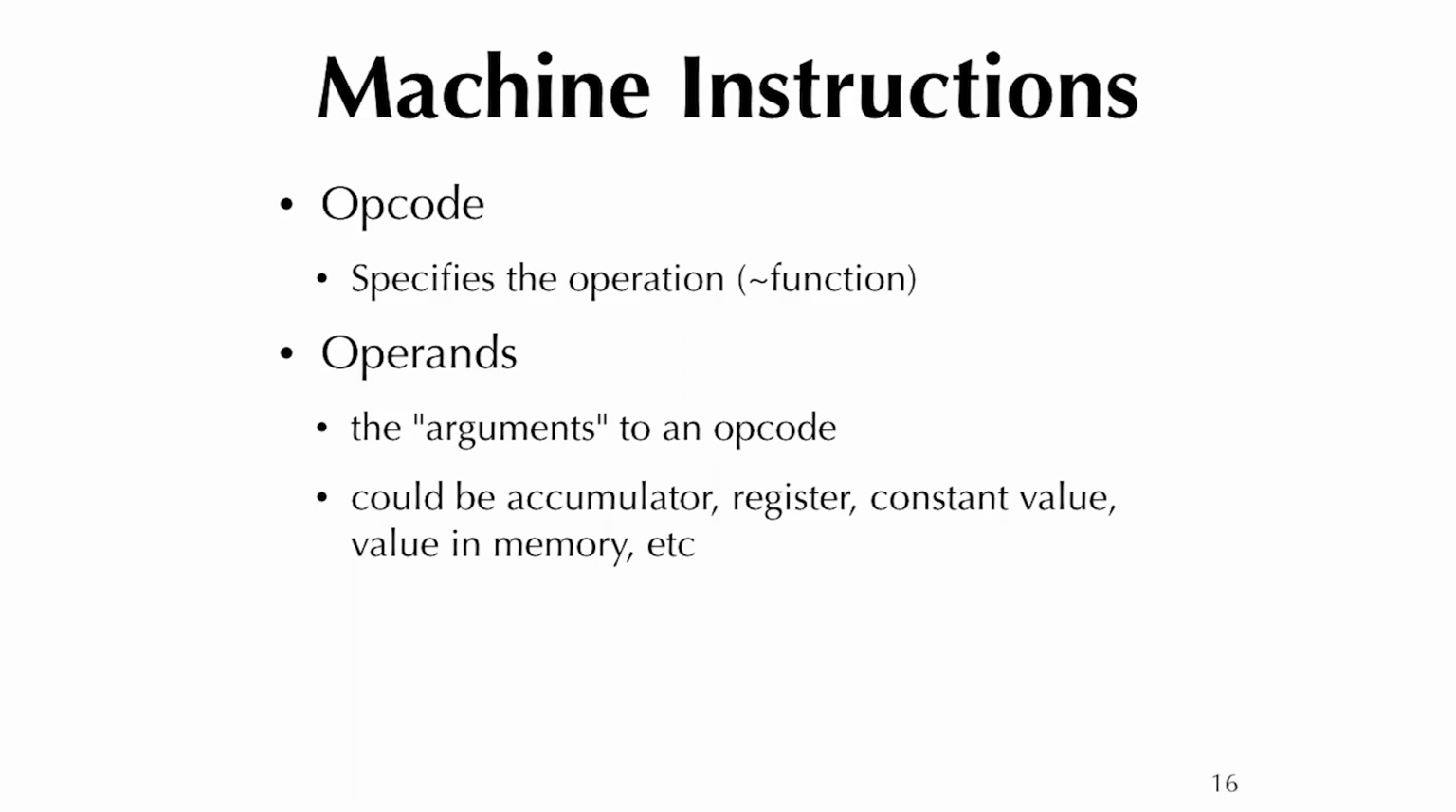So machine instructions, think of them as tiny function calls, except you have opcodes instead of functions, operands instead of arguments. And these arguments can be accumulator, register, constant value. If it's a constant value, put the pound sign in front, right? Or a value in memory.